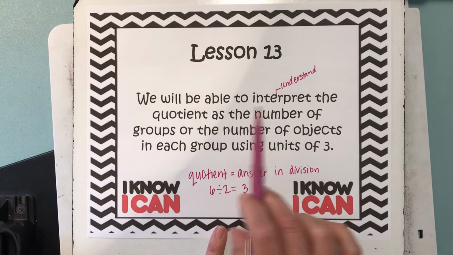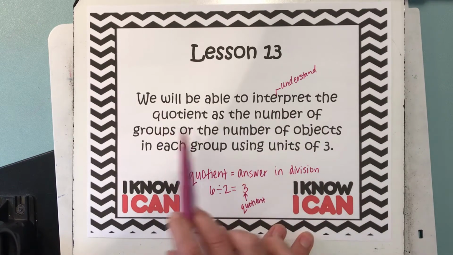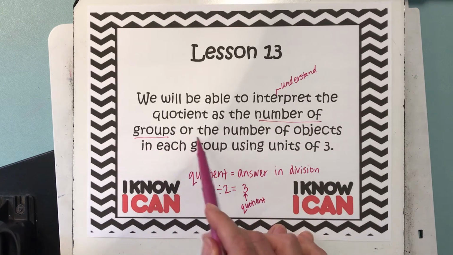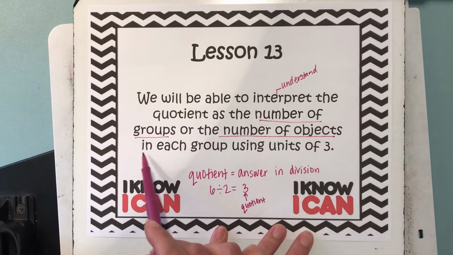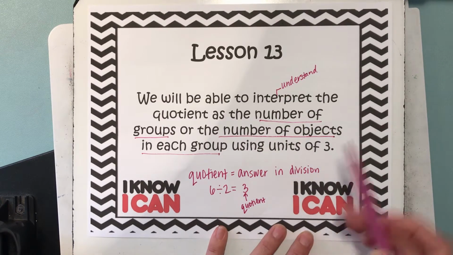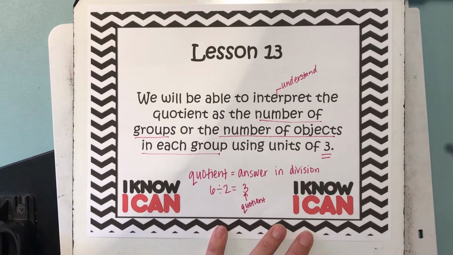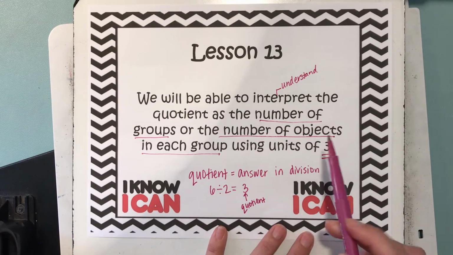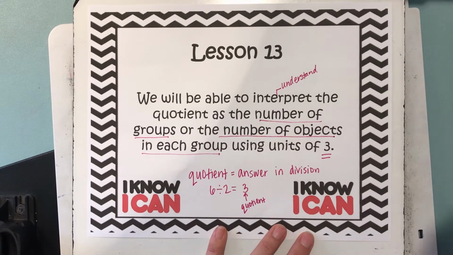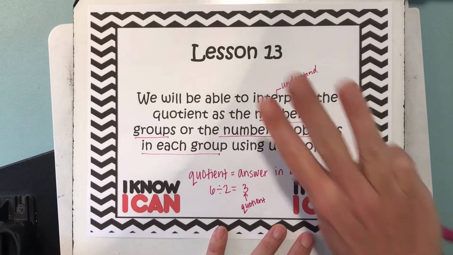Okay, so we will be able to interpret the quotient, or the answer, as the number of groups or the number of objects in each group, so the size of the groups, using units of 3. Does anybody remember what units we used yesterday? We used 2 yesterday. So today we're doing the same thing, so we're trying to figure out the number of groups, or the number of objects in each group, or the size of the group, using units of 3 now.